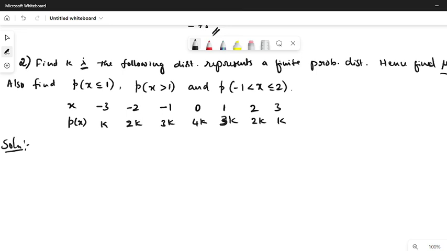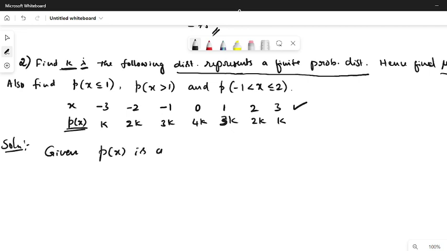Solution. Given the distribution, we have to determine k, assuming that the given distribution is a finite probability distribution. So it is a finite probability distribution means p of x is a probability function. Given p of x is a probability function, it has to satisfy two conditions. One is p of x greater than or equal to 0, and the second condition is summation p of x equal to 1.